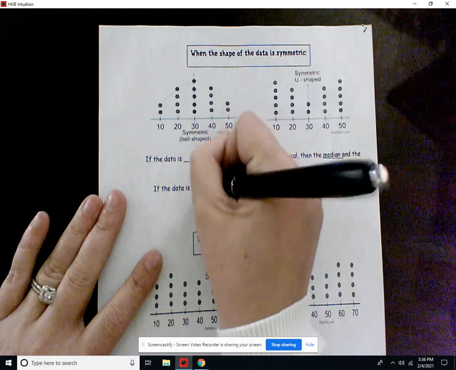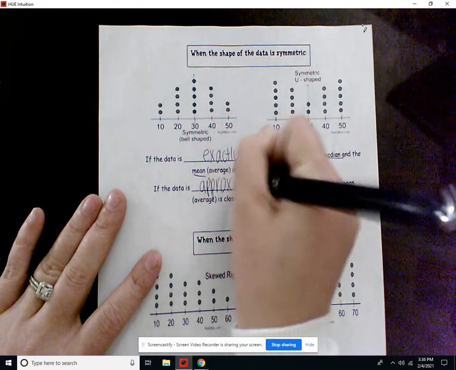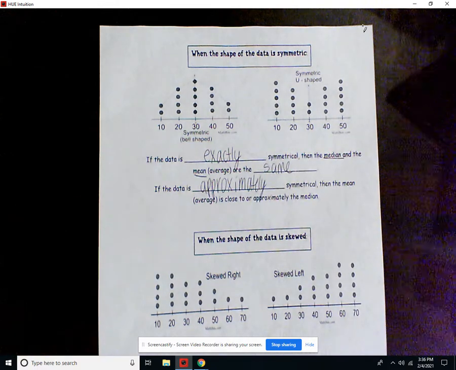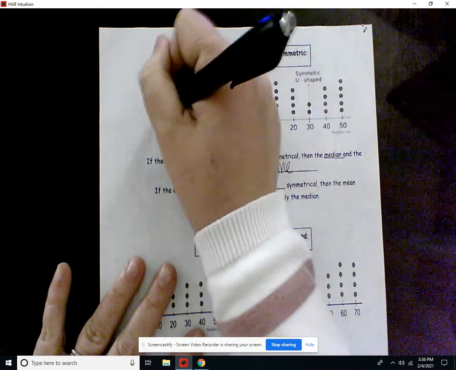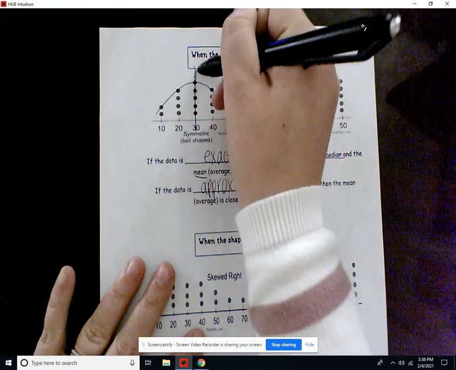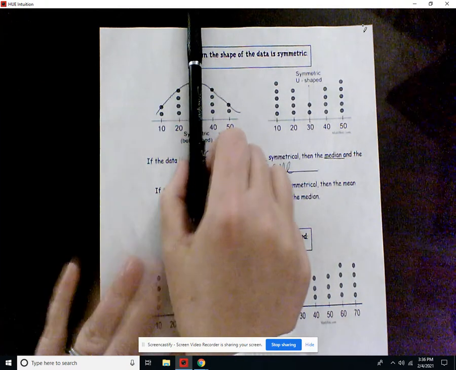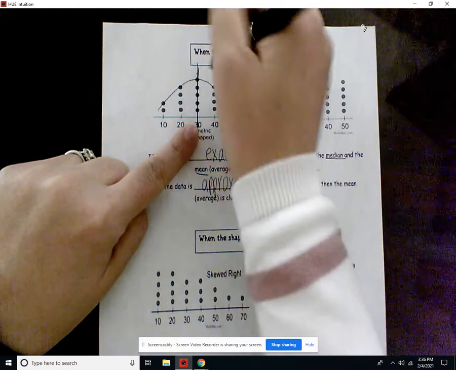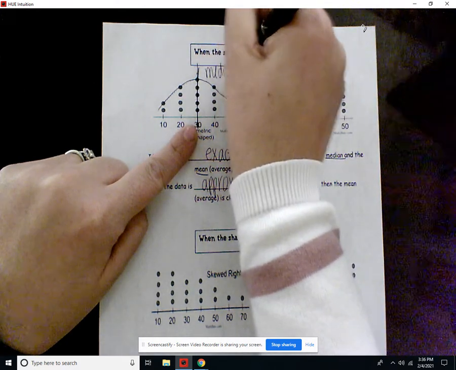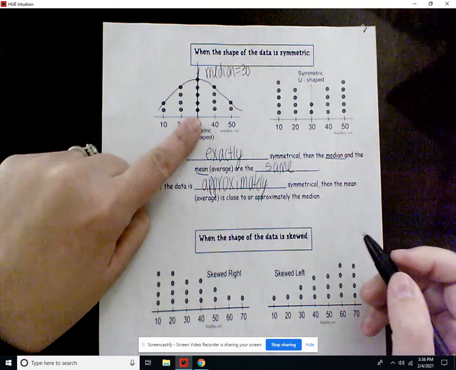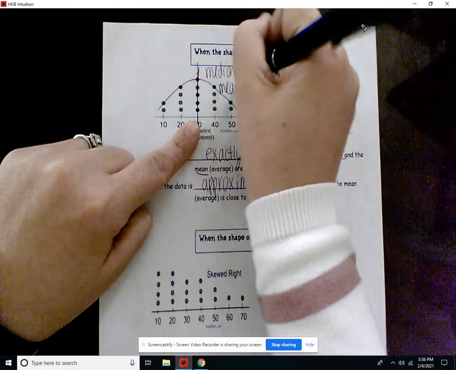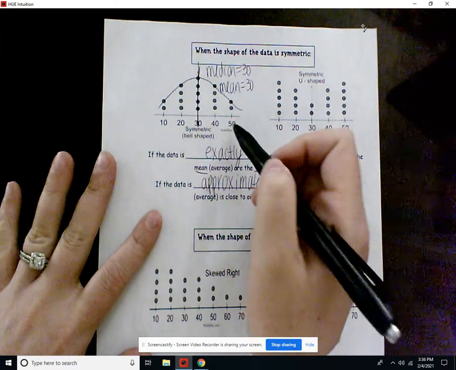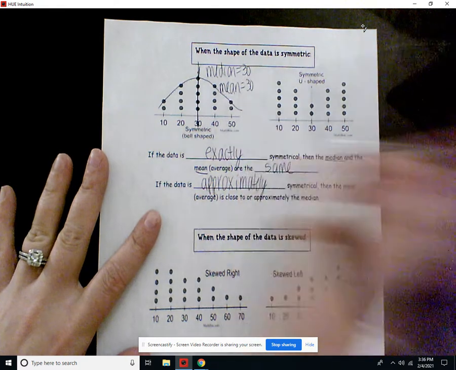If the data is approximately symmetrical, then the mean is approximately close to the median. Symmetric means I can lay my pen down, fold it in half, and it would match. For this one, the median is 30, so that means it's exactly symmetrical. It means the mean is also 30. So instead of having to add up 10 plus 10, 20, 20, 20, out of all these numbers, we can look at the median, and the median and the mean are the same.